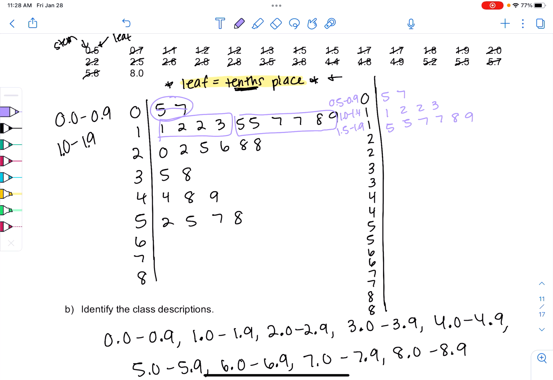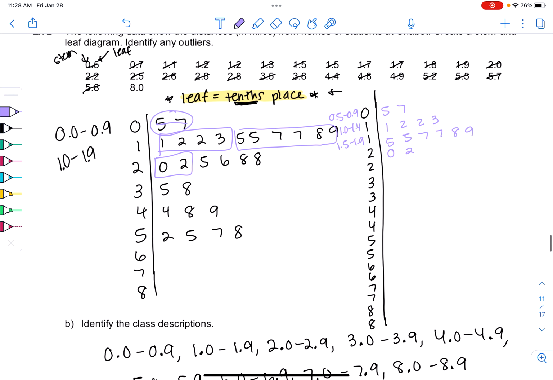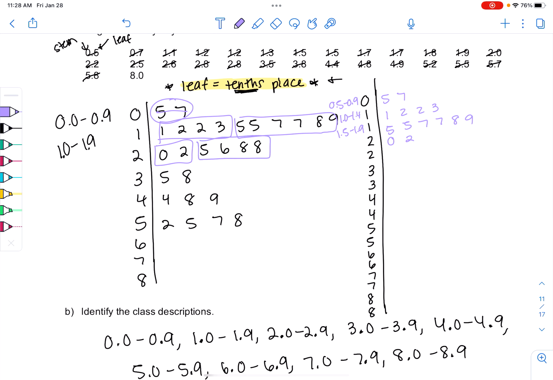Let's keep going. So for the 2s, we'll do 0 through 4. So that's only 0 and 2, and then 5 through 9, which happens to be 5, 6, 8, and 8. If you're feeling confident, keep going without me. Otherwise, if you want to work with me, let's go.